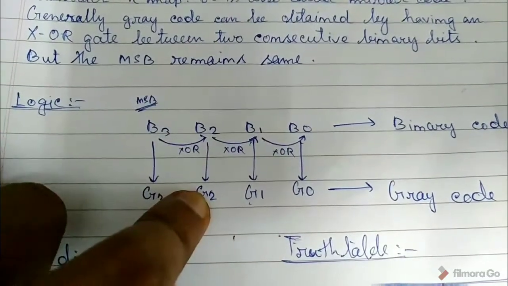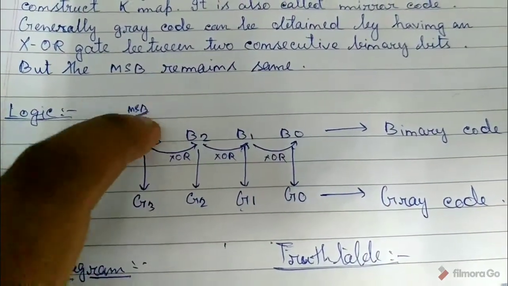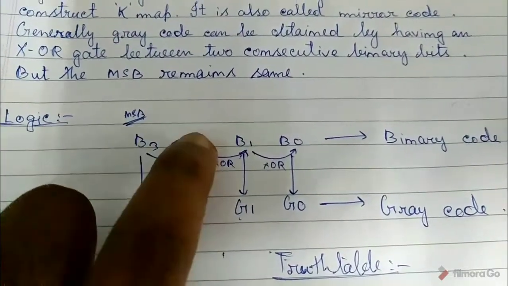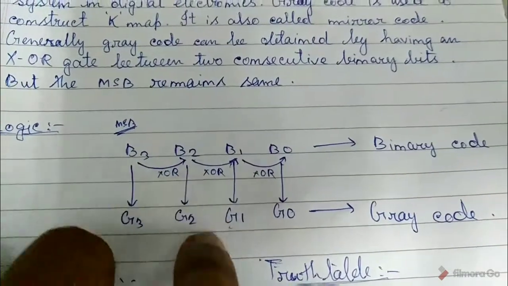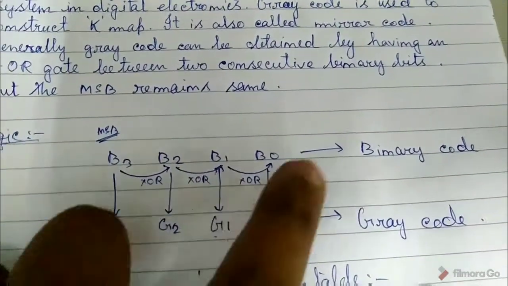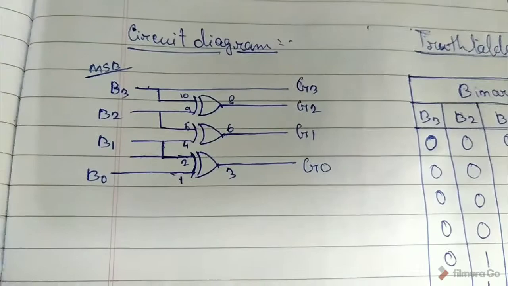Then G2 can be obtained by adding an XOR gate between B3 and B2. So this is XOR and we are getting G2. Then B2 and B1 XOR, getting G1. B1 and B0 XOR, getting G0. So these are binary codes, these are gray codes. This is the circuit of binary to gray.